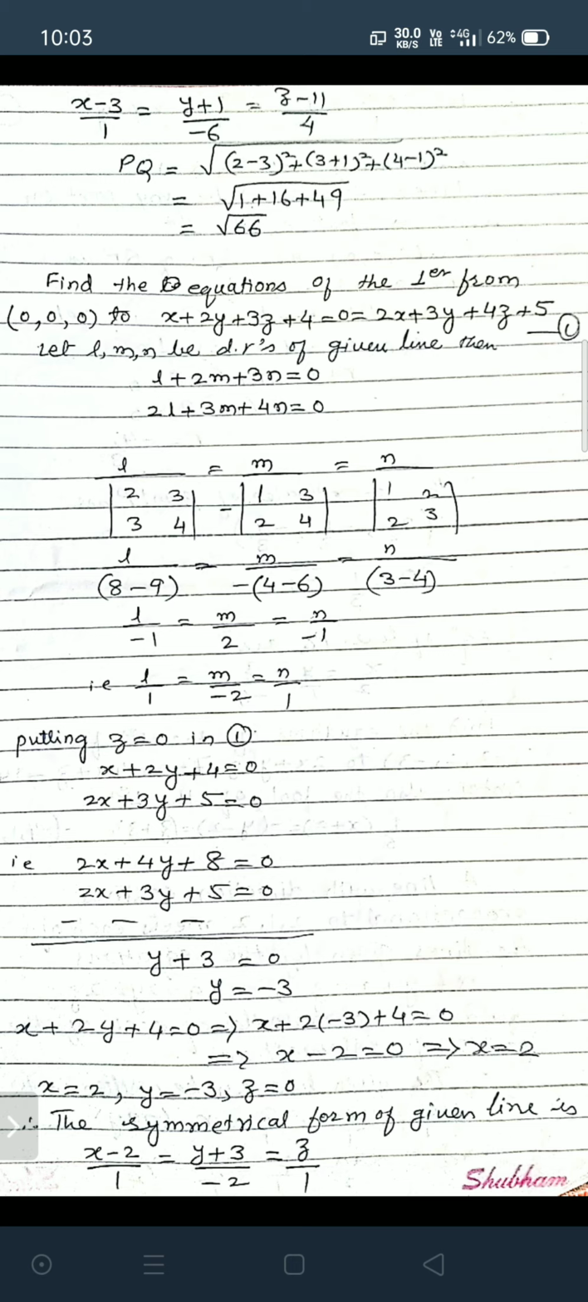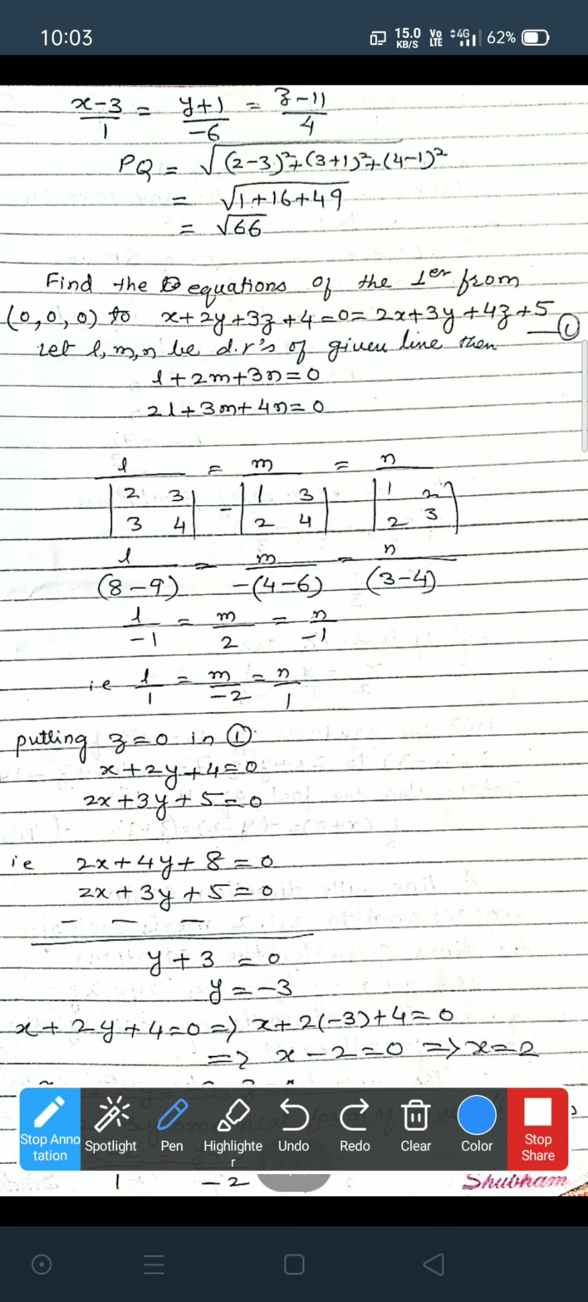Let L, M, N be the direction ratios of the given line. Then we get L + 2M + 3N = 0 and 2L + 3M + 4N = 0. By using these expressions and solving by the determinant method, we have L upon the coefficient of M, this is 2, 3 and coefficient of N 3, 4, and M upon -1, 2 and 3, 4, and N upon 1, 2, 2, 3. We get L/1 = M/-2 = N/1.